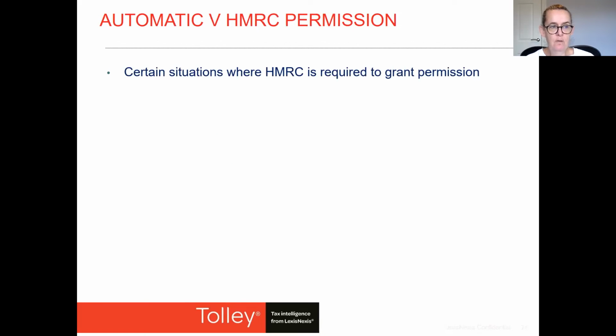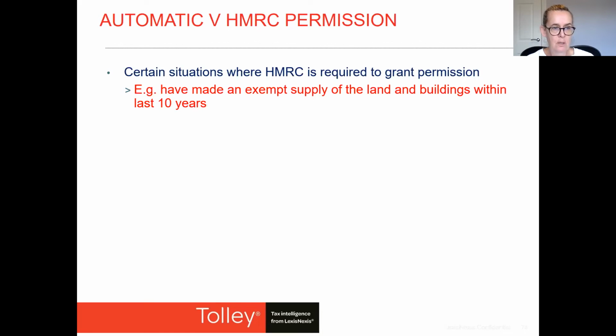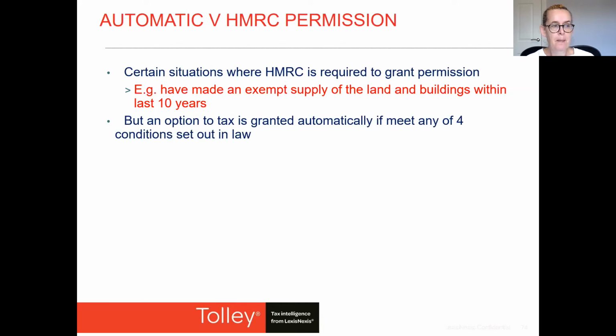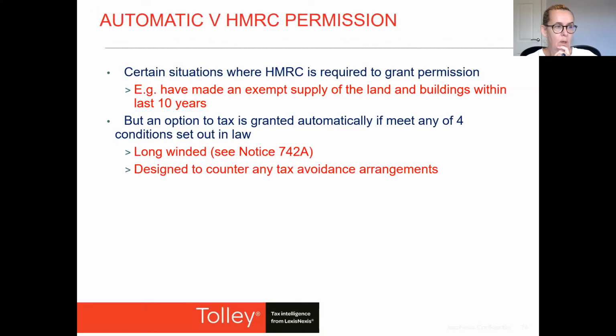There are some situations where it's kind of automatic, but there are situations where HMRC are required to grant permission if you have made an exempt supply of the land or buildings within the last 10 years. But there are various circumstances where an opt to tax is automatically going to be met. There are 4 conditions that are set out in the law. The conditions are fairly long-winded, but if you look at Notice 742A, they are there. It's designed to counter tax avoidance arrangements effectively.